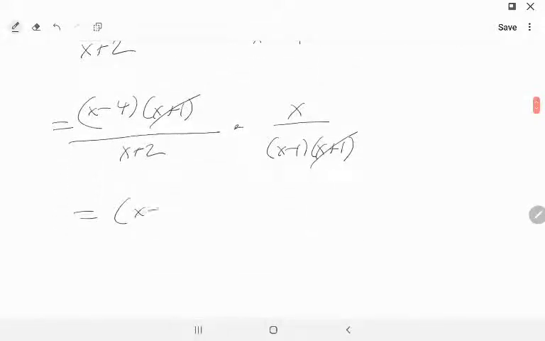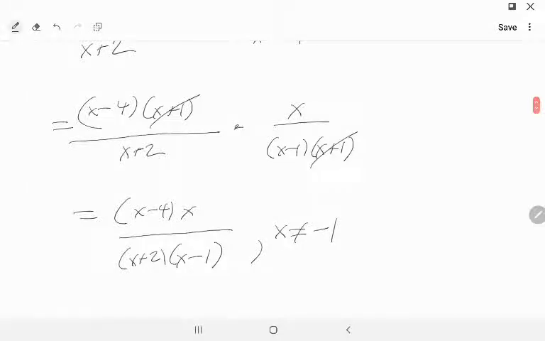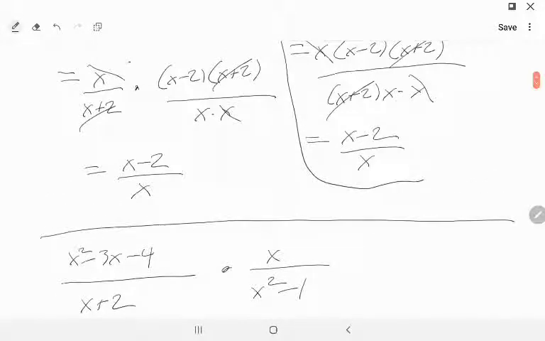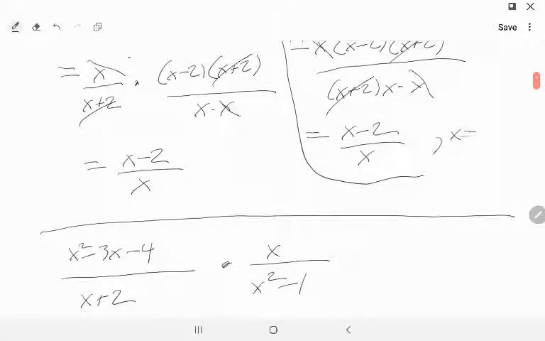x minus 4 times x divided by the quantity x plus 2 times the quantity x minus 1. And at that point, what we notice is we can leave it factored like that. We should specify as long as x isn't negative 1. I'm not going to take points off for that unless the question specifically asks for it, but you should be aware of those domain restrictions. Just like up here, we should have specified x can't be negative 2.